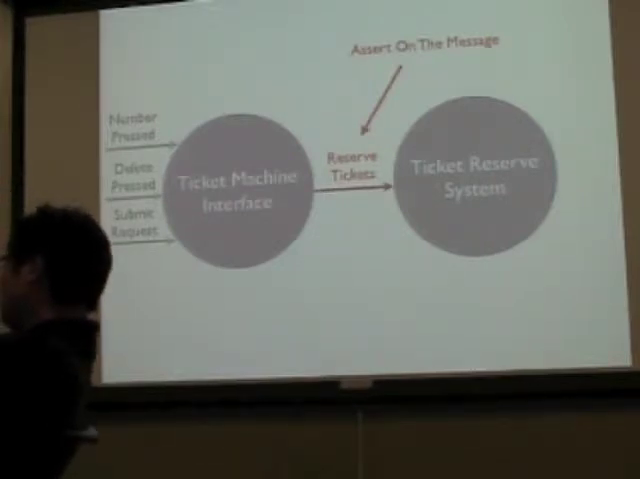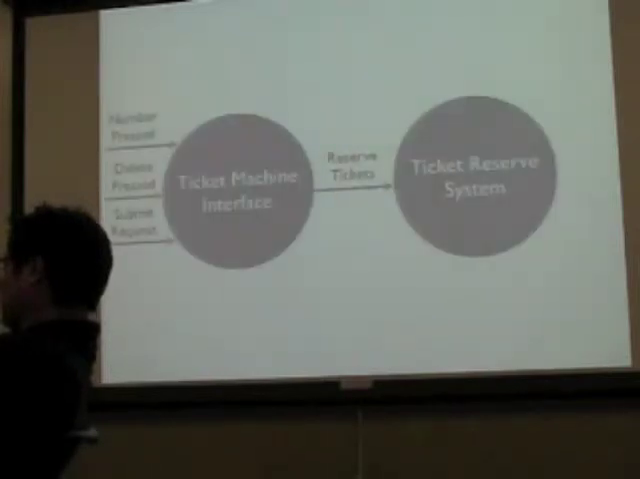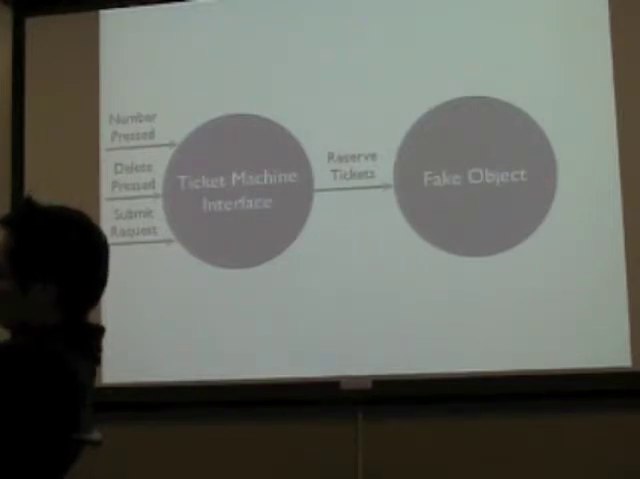And if I could assert on that message, I could respect the encapsulation of my ticket machine object without having to introduce things onto the object to specifically change it. And so how could I do that? Well, what if I were to replace this ticket reserve system with a fake object? This fake object's responsibility is only to keep track of the messages that it is sent, so that I can then query which messages were sent to you and do an assertion on it. And that's essentially what a mock object actually is.